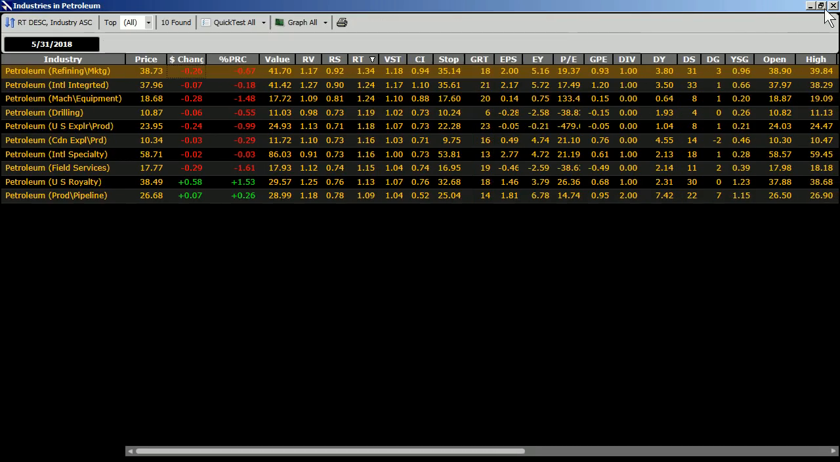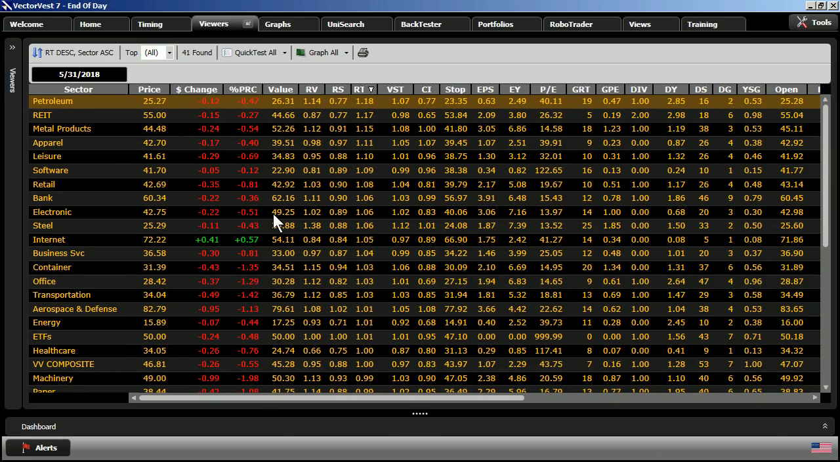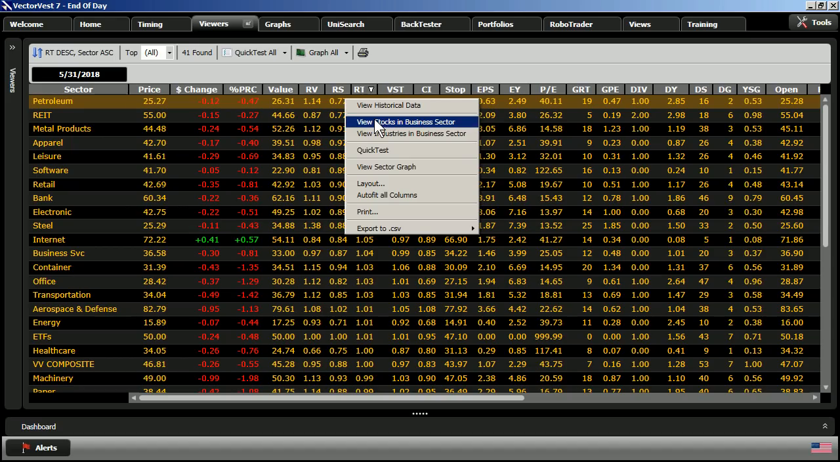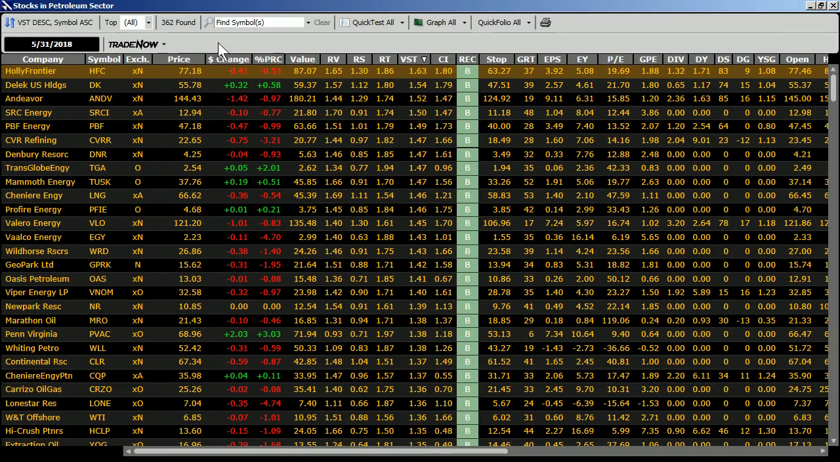So let's back up to the sector viewer, and I'll close the viewers window so we have more real estate. Notice that the petroleum sector has internal data points just like any stock would have. All of these values are simply the average values of the component stocks within that sector. If I right-click on the sector, I can view all of the stocks in the business sector. And I note there are 362 stocks in the broader sector.